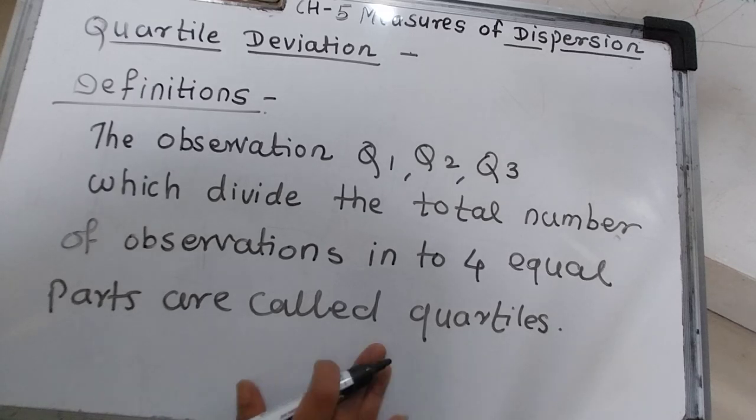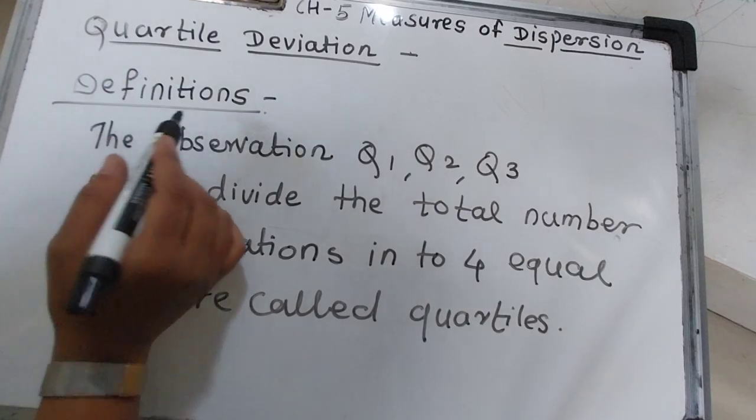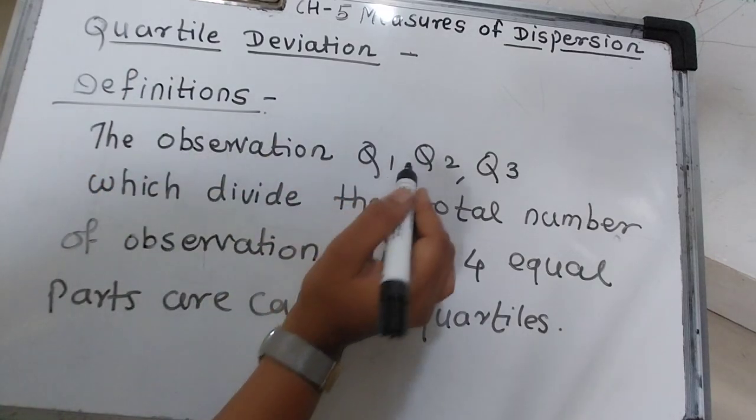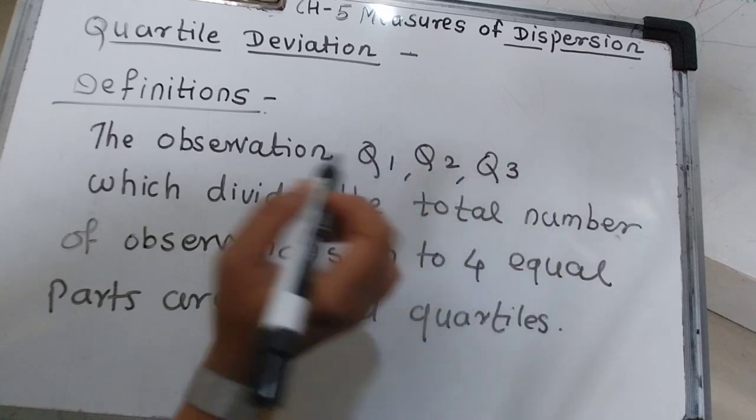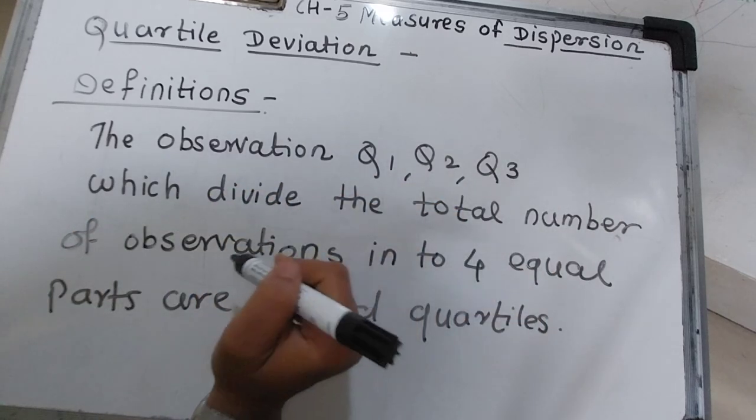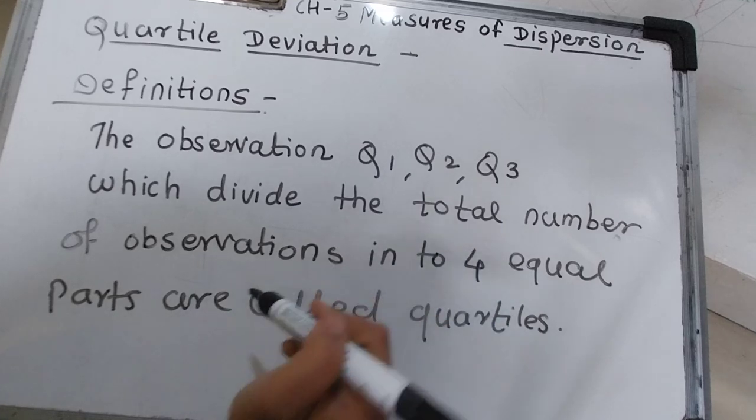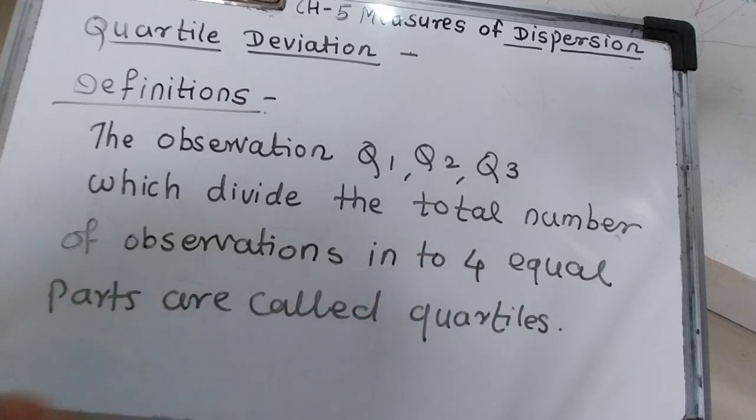See the definition of the quartile. The observations Q1, Q2, Q3, which divide the total number of observations into four equal parts, are called the quartiles.